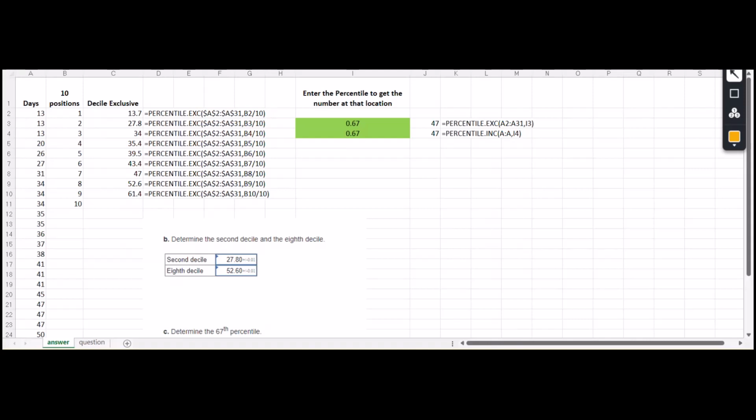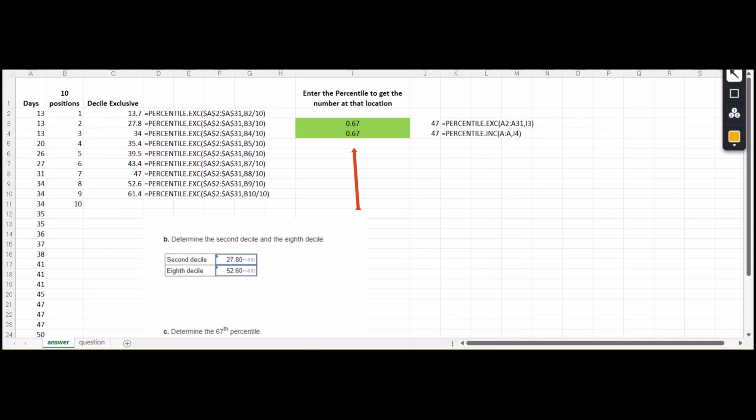Now, there's another question that says determine the 67th percentile. And you'll see over here, I've created a formula for that: equals PERCENTILE.EXC. There's my array again, that's my group of numbers. And then I'm going to put I3. Now this is the percentile I'm looking for. As opposed to just putting the position, the question is, determine the 67th percentile. I didn't put that there. What I did is I put I3 so that you can enter what they're asking for.